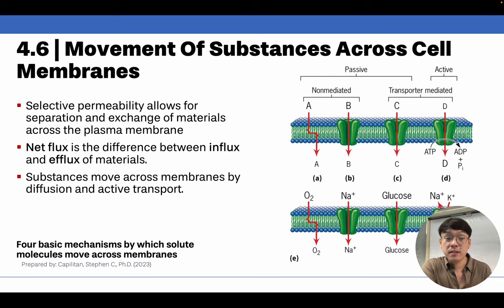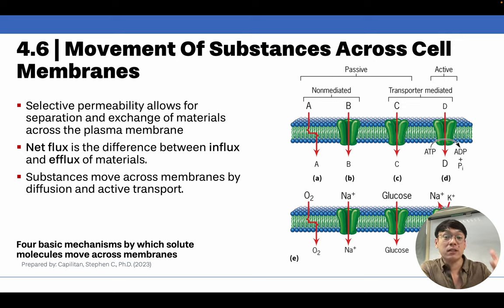Substances can move across cell membranes, and we call it selective permeability. It allows for the separation and exchange of materials across the cell membrane. Net flux is the difference between influx and efflux of materials. Substances move across the membranes by diffusion and active transport. There are four basic mechanisms by which solute molecules move across the membrane. The relative sizes of the letters indicate the directions of their concentration gradients.